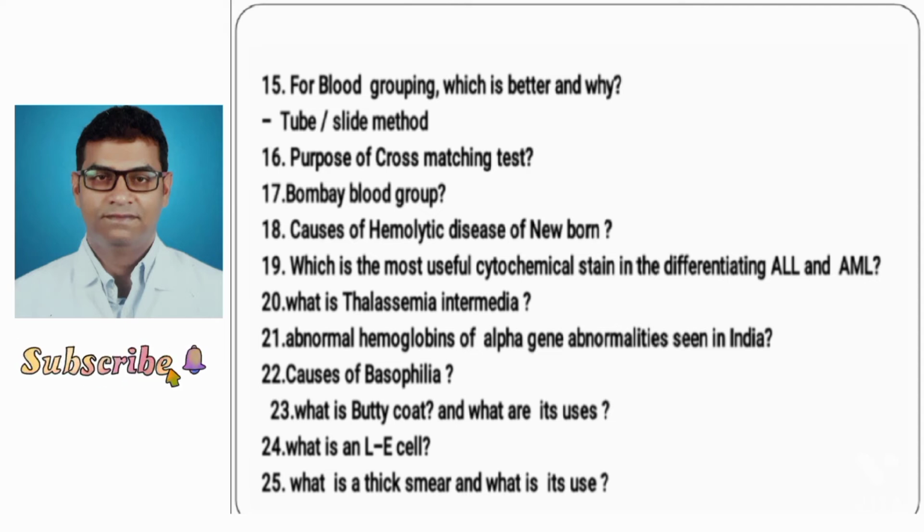What are the causes of hemolytic disease of the newborn? Hemolytic disease of the newborn is due to ABO disease and Rh disease. What is the most useful cytochemical stain in differentiating ALL and AML? Myeloperoxidase stain is positive in most of the subtypes of AML and it helps in differentiating it from ALL.